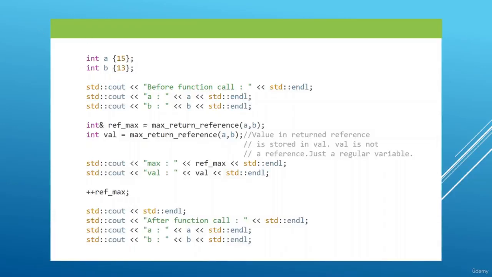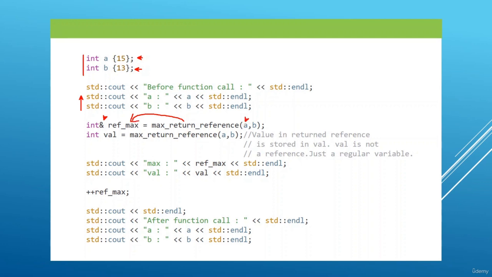Here we have the code we would run in our main function. We have two variables, A and B. The values are 15 and 13 here, and we're going to print them out. Pretty simple. After that, we're going to set up a reference variable. We are saying int reference. This is going to be a reference variable. The name is going to be refmax, and we are going to store in it whatever reference is returned from max return reference, the function we just set up.